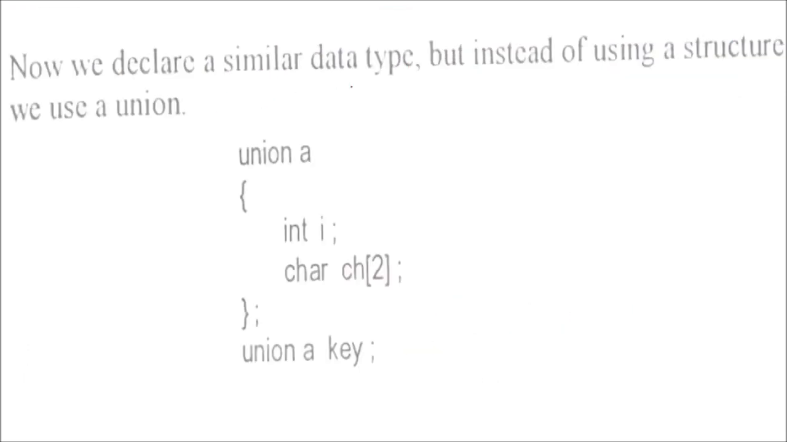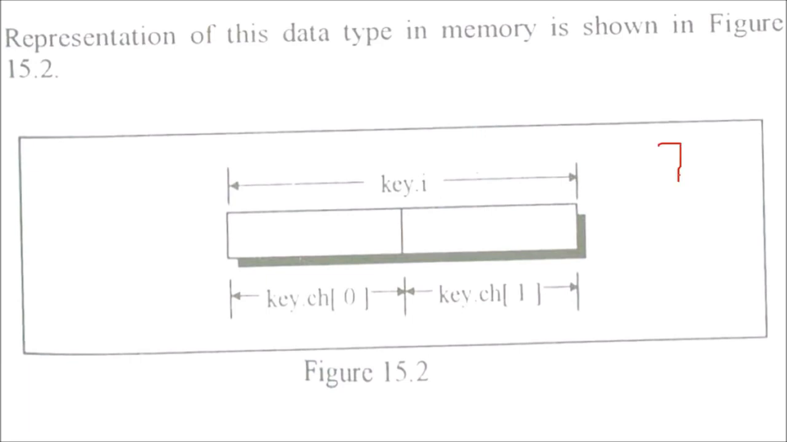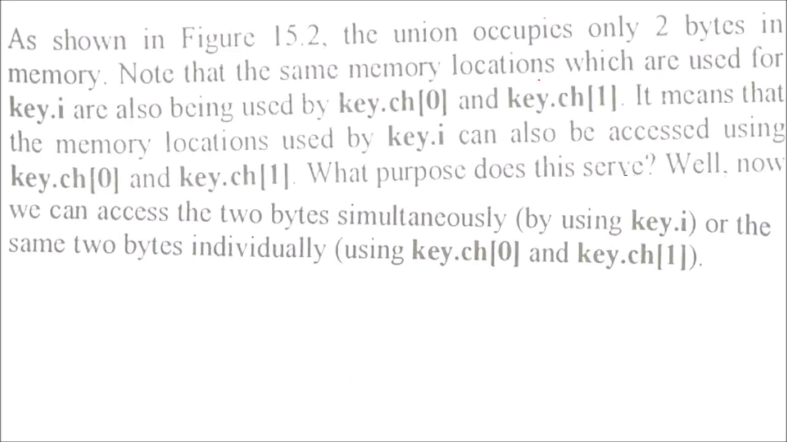But when we declare the similar data type, instead of structure we are using the union. So union A, we have similar content here. Now we made a variable called key of the union. So this representation is something like this. Now the things have entirely changed. The integer is also taking this place, and this character of 1 byte is also taking the same place. So both are using this similar memory location. So union now occupies only 2 bytes compared to the structure which was taking 4 bytes. The same memory location is used for key.i, that is integer, and both the characters also.